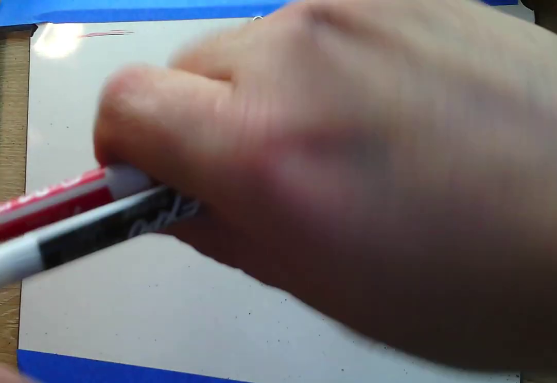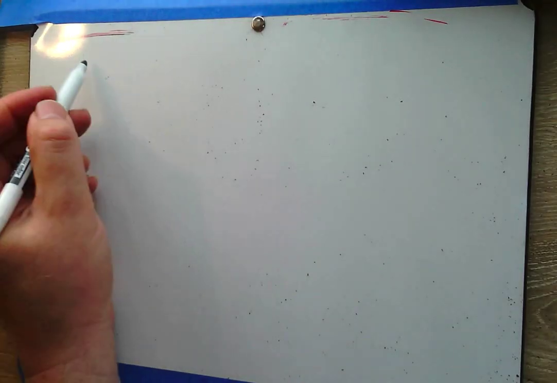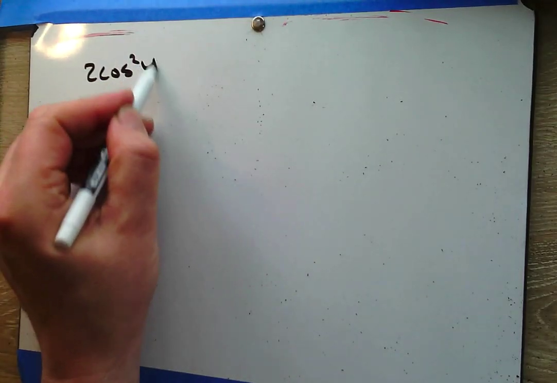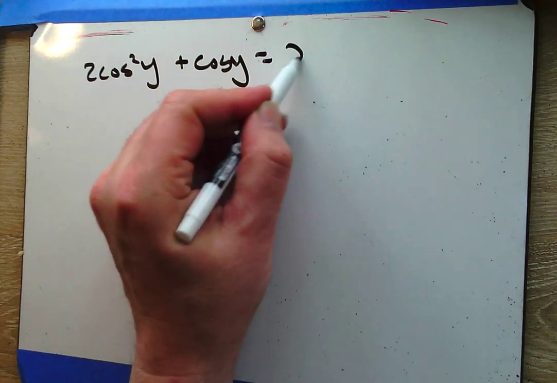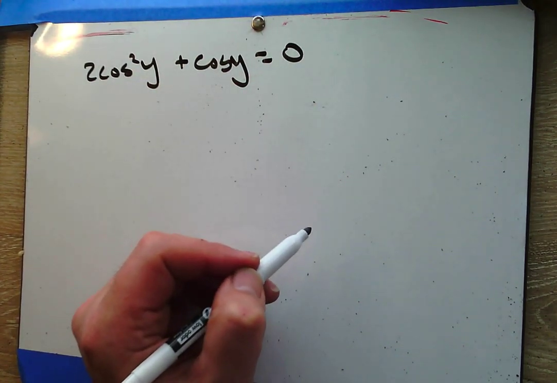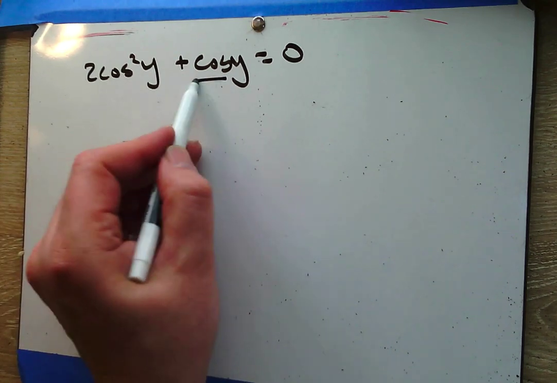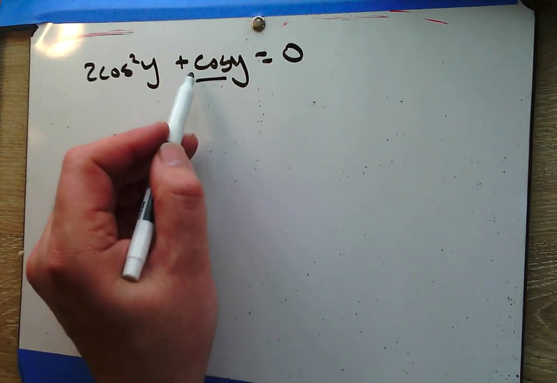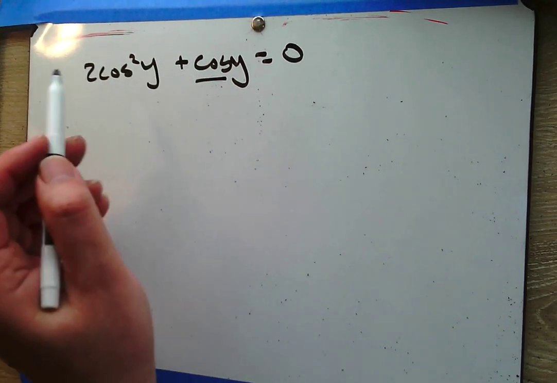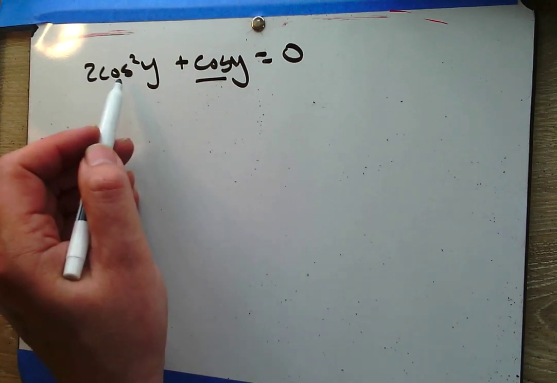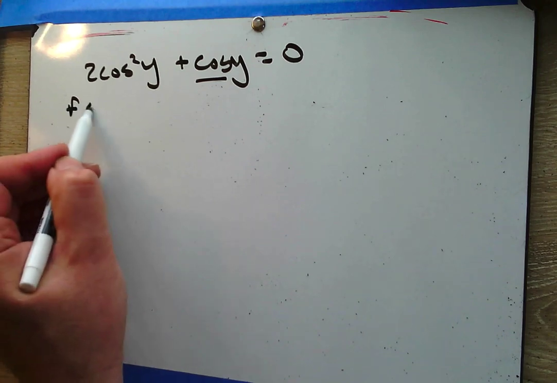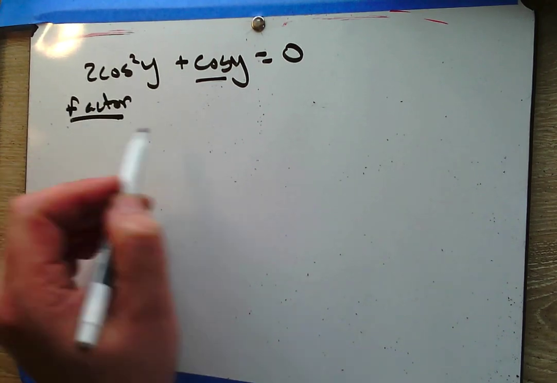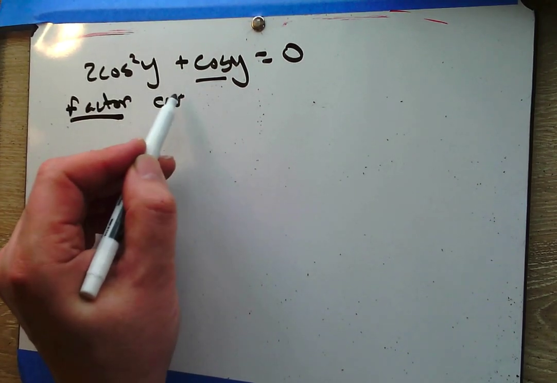Next, factoring. It's going to be something we need to do. 2 cosine squared y plus cosine y equals 0. All right. Don't subtract this from both sides, because if you do, you'll probably want to divide both sides by cosine. Don't do that. Instead, factor. Factor a cosine y out.